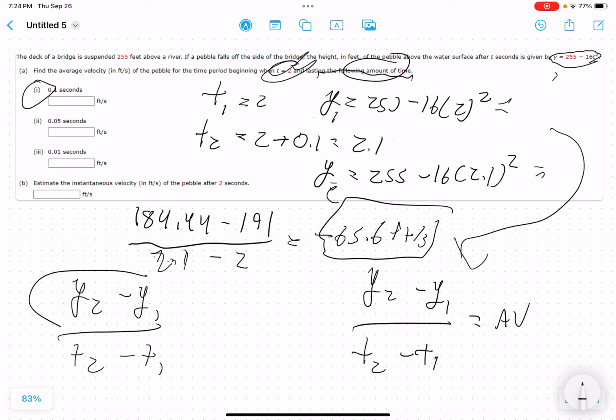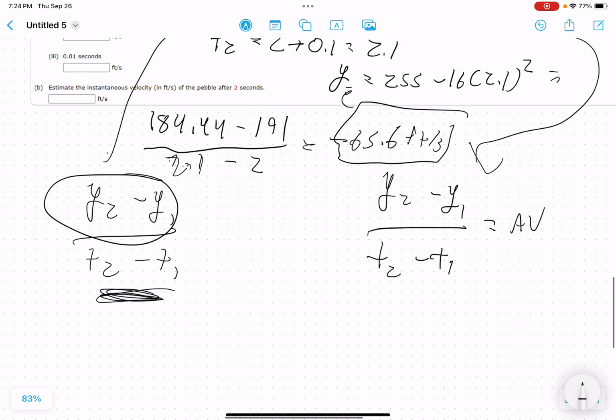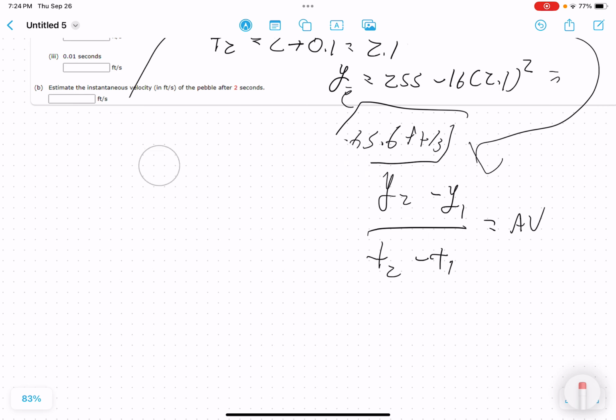And to get these values of y2 and y1, because we already were given the values of t, you use this formula y equals. Notice how it says y equals, so it's kind of giving you that hint. And then to solve part B, you don't actually have to do any math to solve part B.